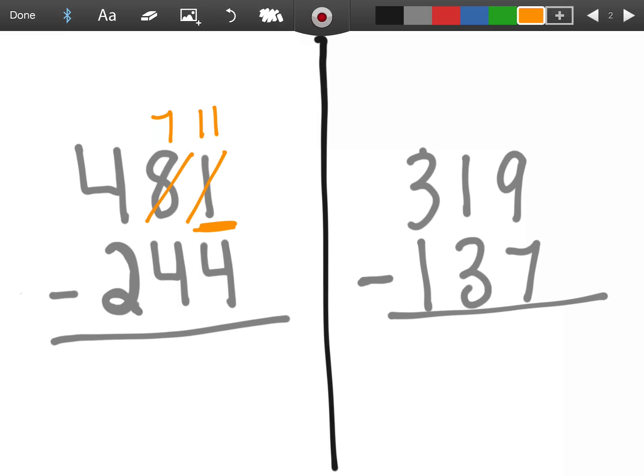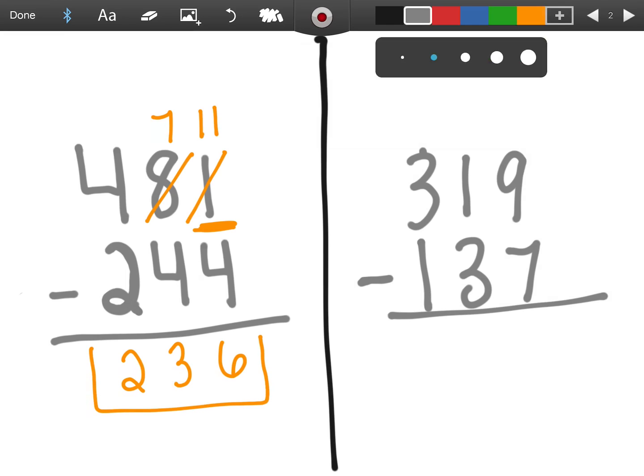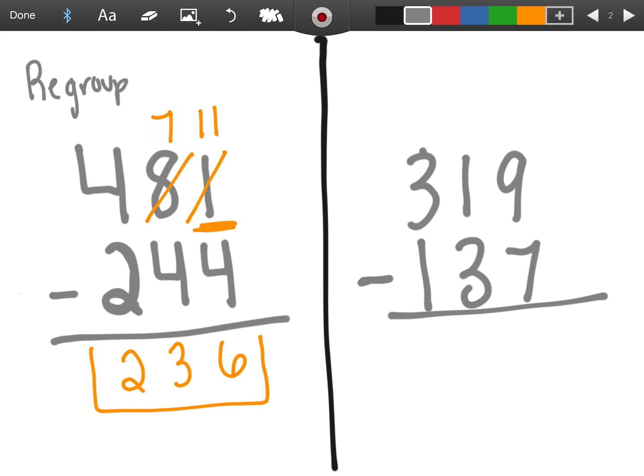So what's 11 minus 4? Gives us 7. 7 minus 4 gives us 3. And 4 minus 2 gives us 2, making the difference 236. So here we regrouped in the tens.